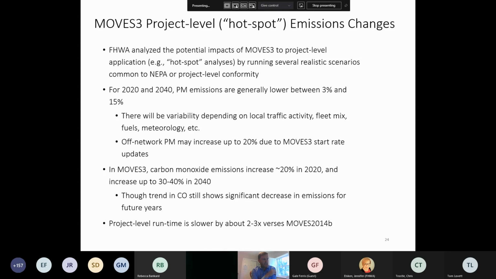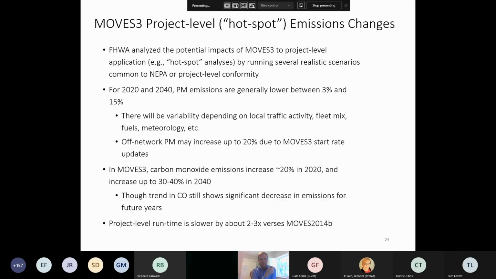In general, we're seeing slight decreases in running particulate matter for out years. So if you have to model a project in the future, you'll probably see a slight decrease in particulate matter versus if you did that same scenario in MOVES 2014. Carbon monoxide, a modest increase. Nothing to be concerned about.